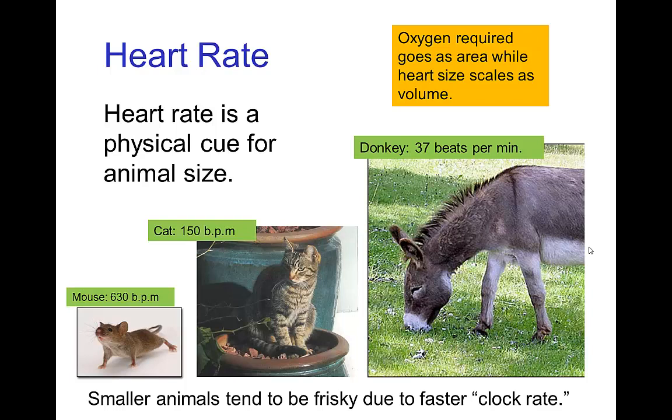Now this heart rate has a lot to do with how an animal behaves. So the smaller animals tend to be frisky, jittery, excited, active, compared to the slower moving large animals, because the heart rate determines a lot of the timing in an animal's behavior.